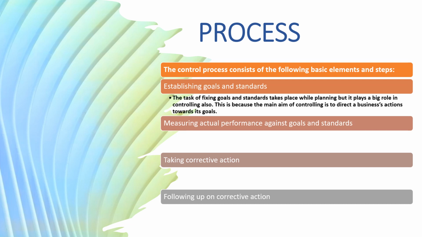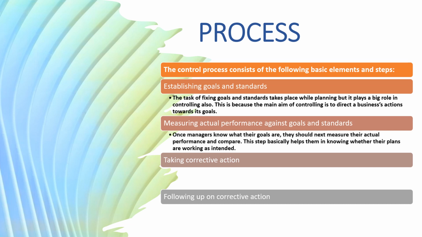In establishing goals and standards, the task of fixing goals and standards takes place while planning, but it plays a big role in controlling also. This is because the main aim of controlling is to direct a business's actions towards its goal. Measuring actual performance against goals means that once managers know what their goals are, they should next measure their actual performance and compare it to them. This step helps them in knowing whether their plans are working as intended.